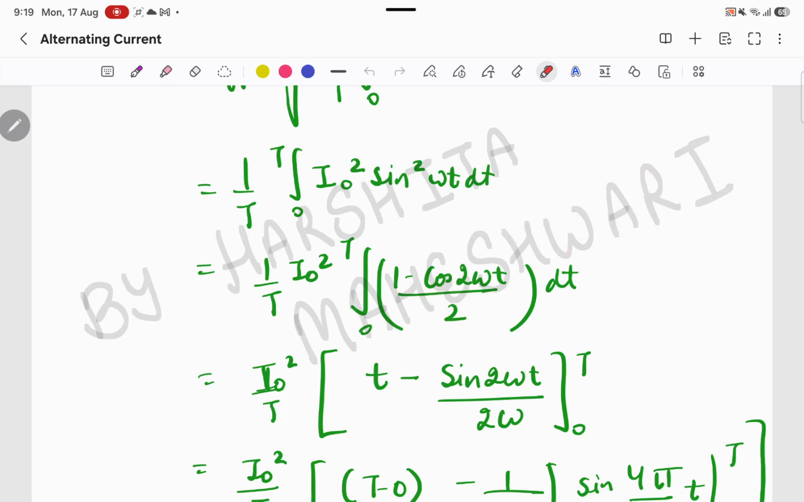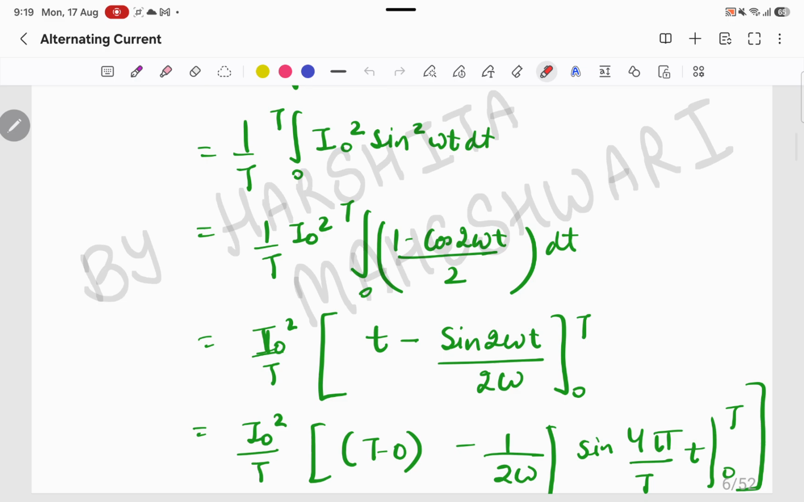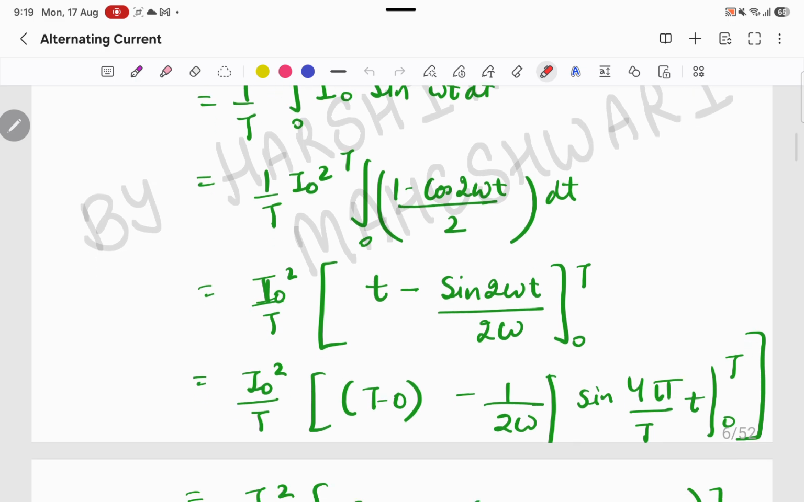Clear? Now we can just separate this value, that 2 will come here also and here also, and then I'll integrate. So 1 by 2 multiplied by the dt, integration will give me the answer t, right? And this cos 2 omega t divided by 2 will give me the answer, cos will become sine, and 2 omega will come in the denominator. Now see what I have to do further.